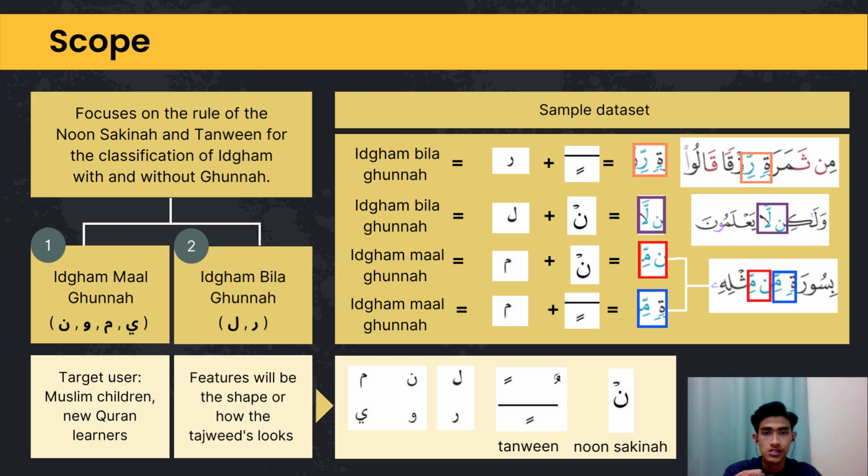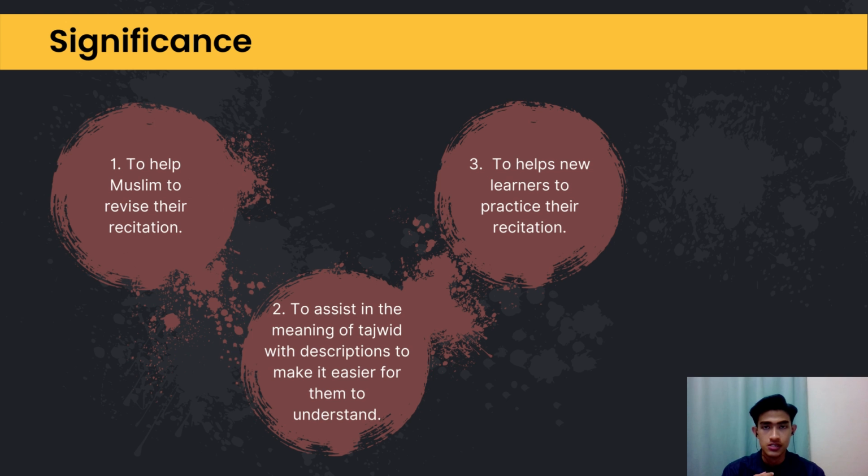So features will be the shape or how the Tajweed looks. On the top right side is an illustration of how it classifies the Tajweed. For the significance of the project, first is to help Muslims to revise their recitation. Second, to assist in the meaning of Tajweed with descriptions to make it easier for them to understand. And third, to help new learners to practice their recitation.